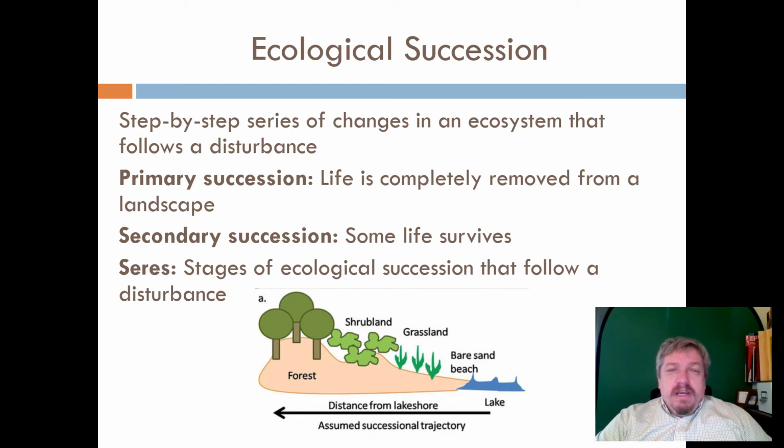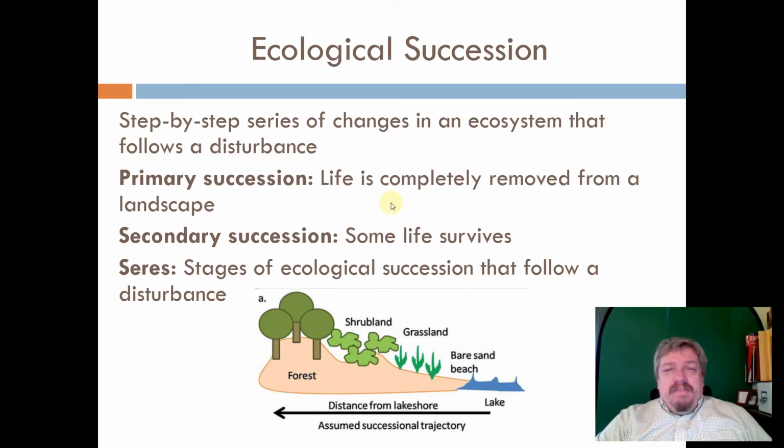Okay, so we're continuing on with this idea of ecological succession. We talked about ecosystems having some type of event that really disrupts them, basically burns them to the ground or destroys them. And what happens after some kind of ecological disturbance is this succession. There are these steps that happen that we call ecological succession.